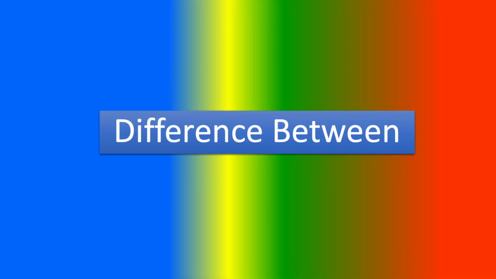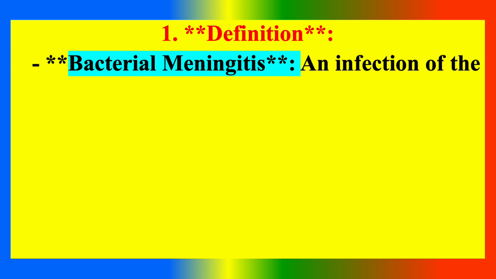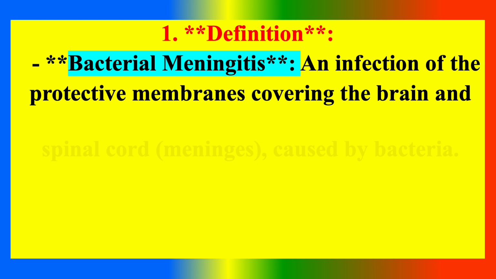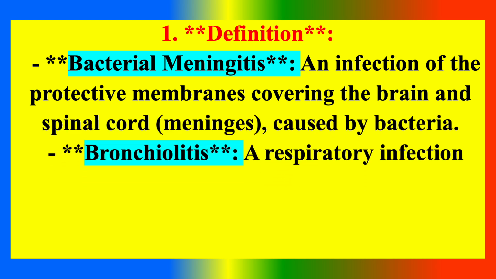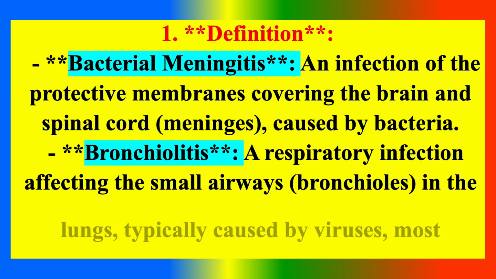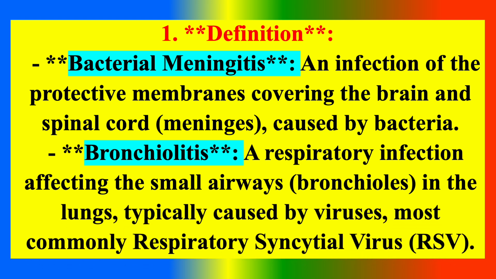Difference between. One, definition: bacterial meningitis, an infection of the protective membranes covering the brain and spinal cord caused by bacteria. Bronchiolitis, a respiratory infection affecting the small airways in the lungs, typically caused by virus, most commonly respiratory syncytial virus.